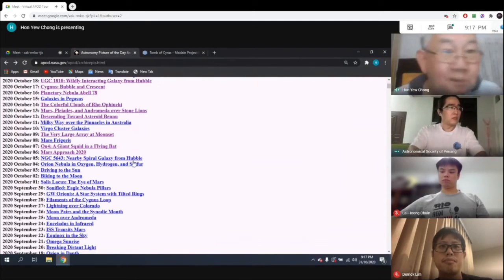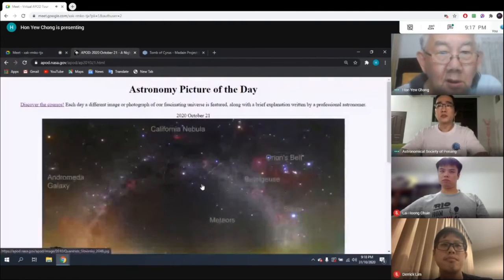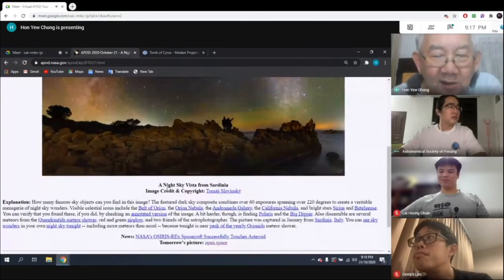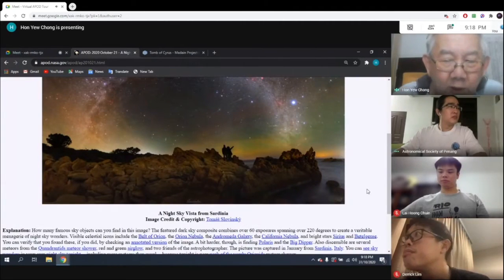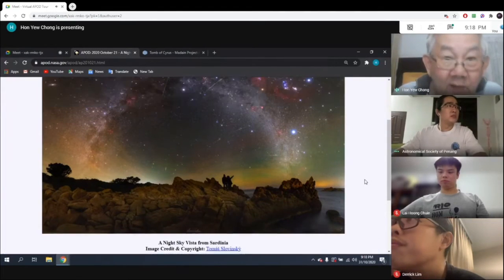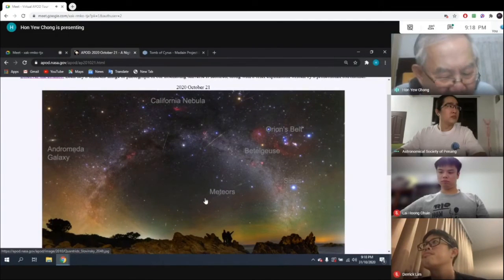October the 21st. Okay, I read. Wow, so nice. A night sky vista from Sardinia. Sardinia, we know, is an island on the west part of the peninsula of Italy, just below France and just next to Corsica. All right, so this is a panorama of the Milky Way.